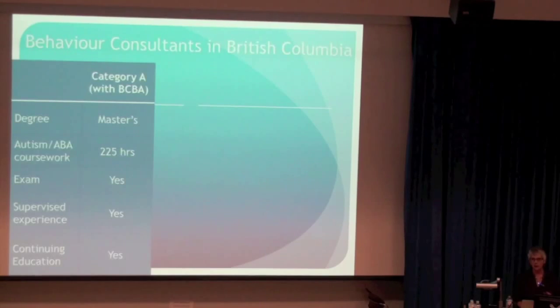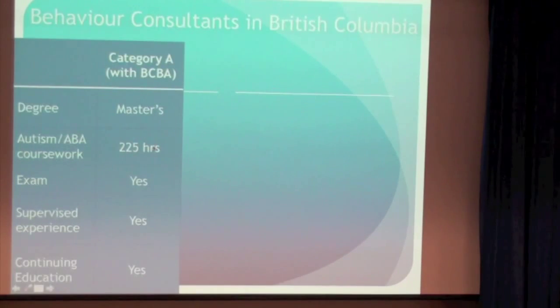So there are four ways you can be a behavior consultant in British Columbia. One is you can have a master's degree. You can also have the BCBA credential. So you're a master's degree plus BCBA, in which case you've had, under the current regulations, 225 hours of ABA coursework, some of which undoubtedly has to do with autism or is applicable to autism.